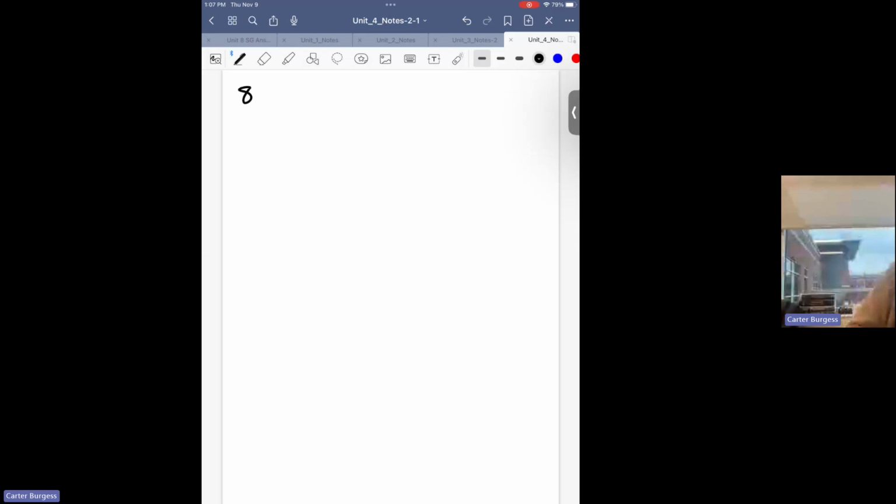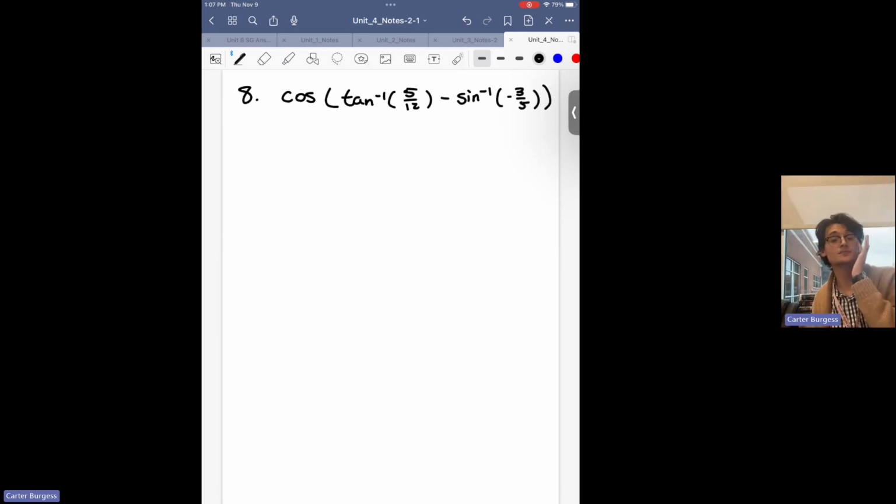So for number 8, we are being asked to find the value of cosine of tangent inverse of 5/12 minus sine inverse of -3/5. All right, so right off the bat, this is going to feel like a lot of information to process.